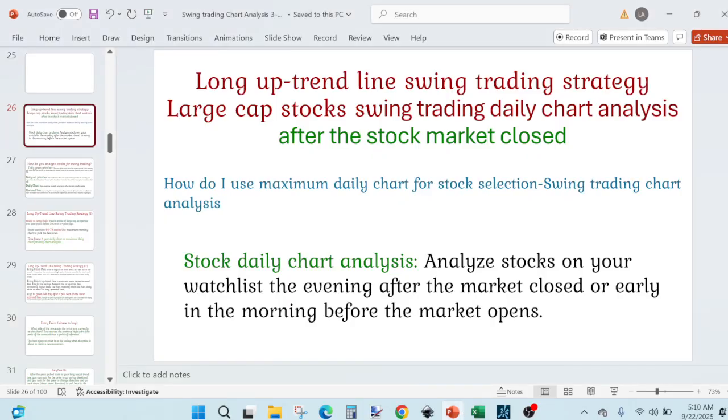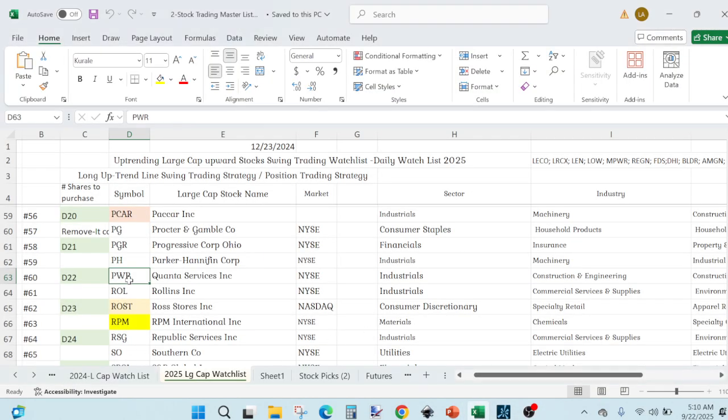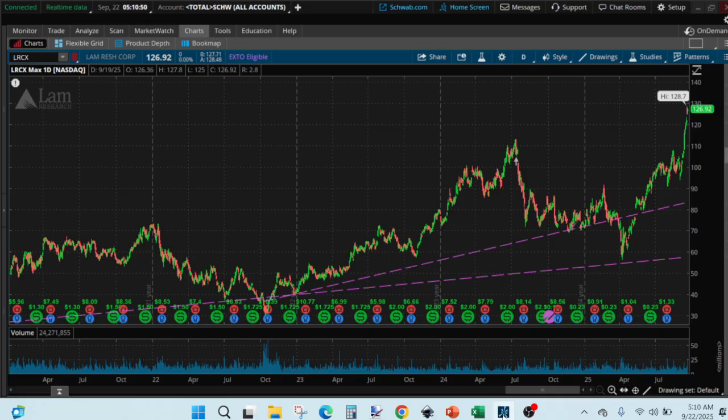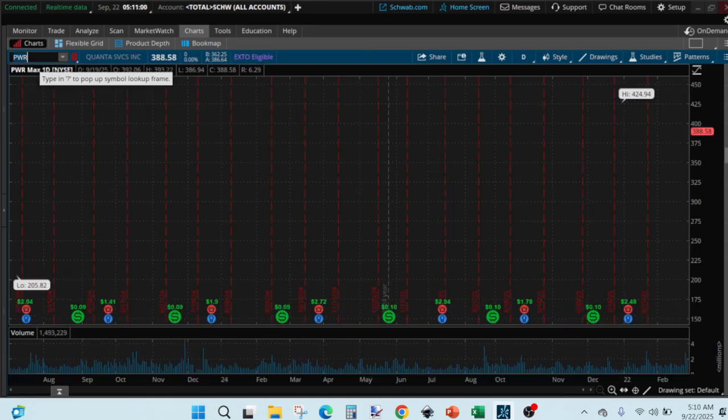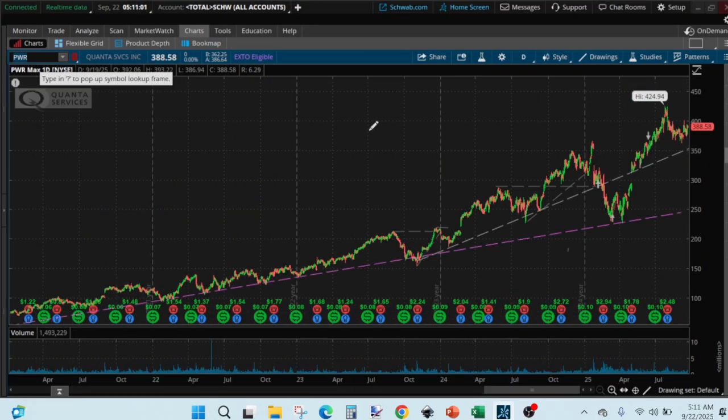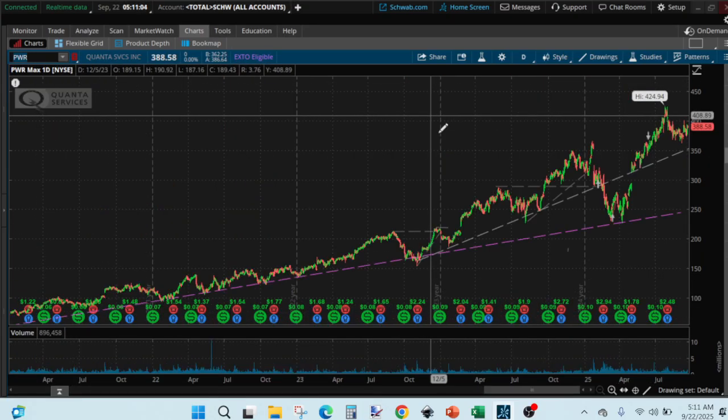Hello, how do I use maximum daily chart for stock selection, swing trading chart analysis? We are going to use two stocks here. The first one is PWR, and I'm going to share with you how I use the daily chart to do my analysis and to pick stocks for trading.